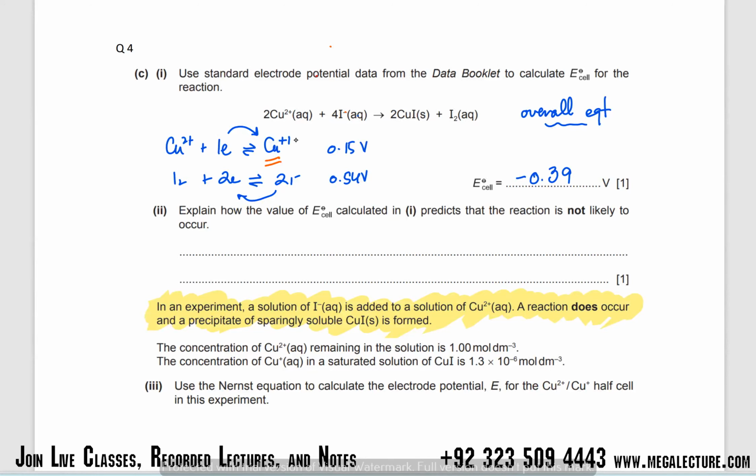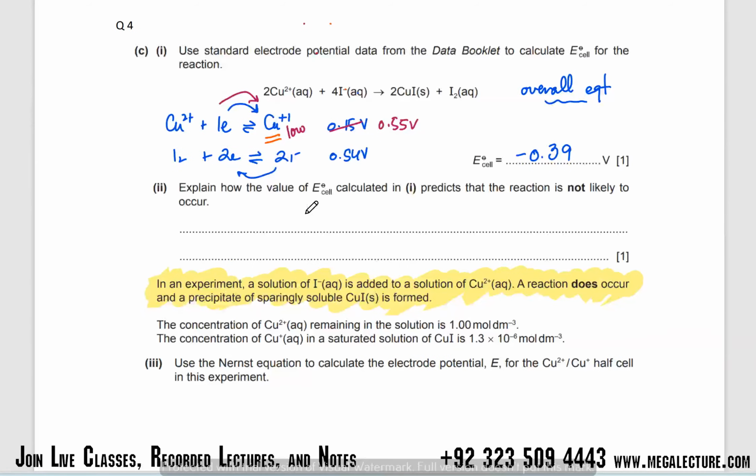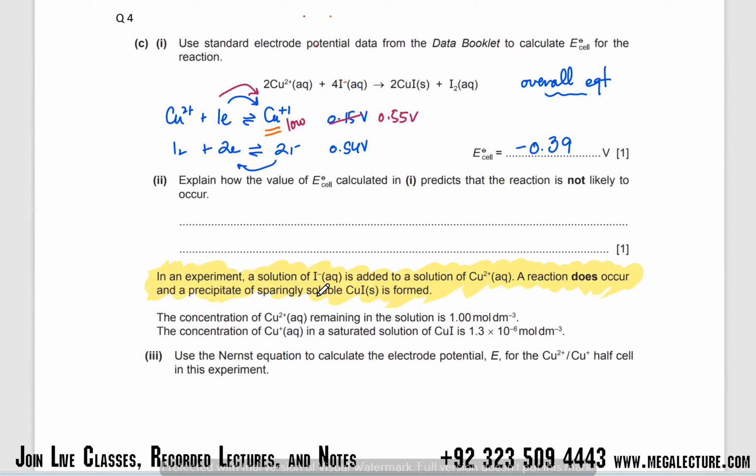So where would the equilibrium shift if copper plus 1 concentration is low? It's going to shift to the right, and it's going to become more positive. So maybe it becomes 0.55. So now you've got a reaction going on. Is that clear? TK, yep, it's clear.